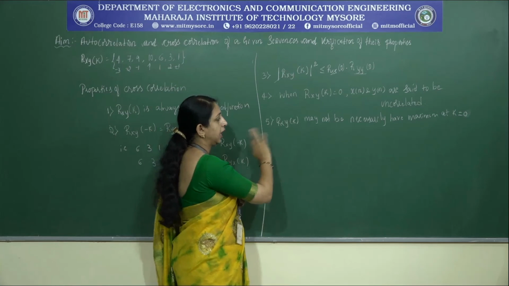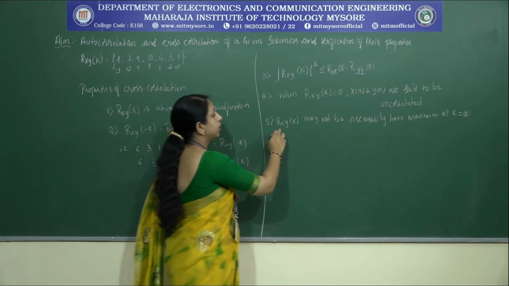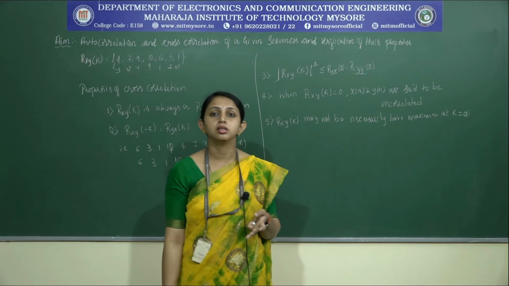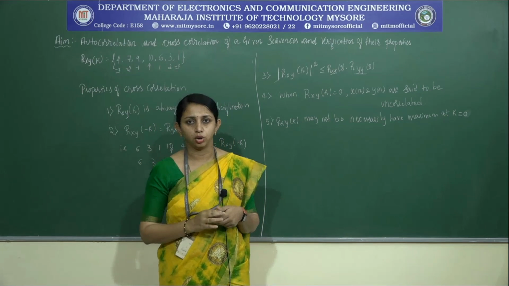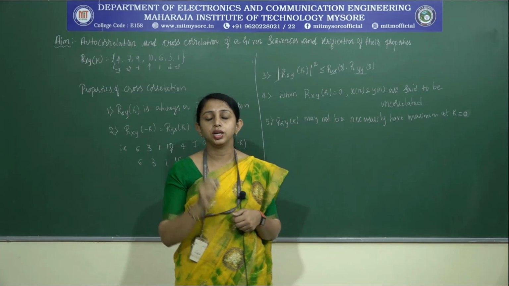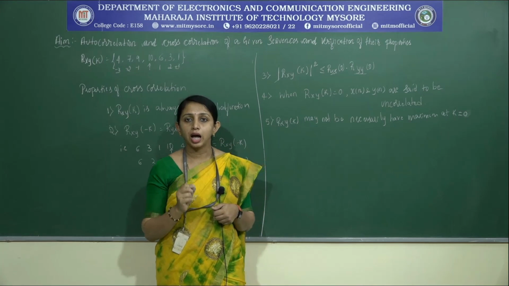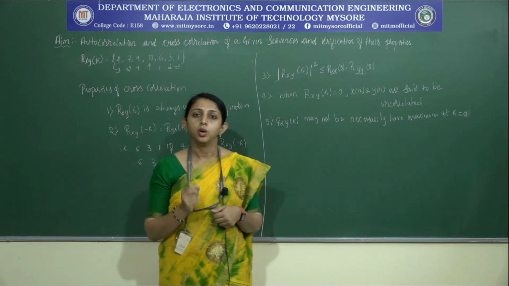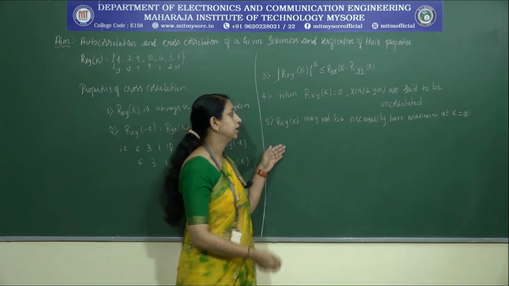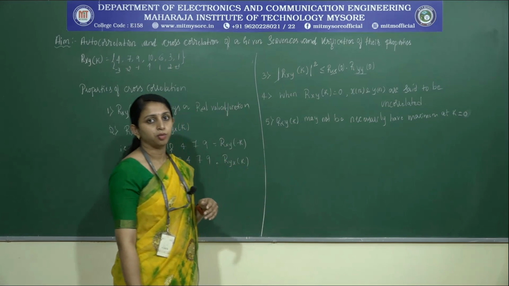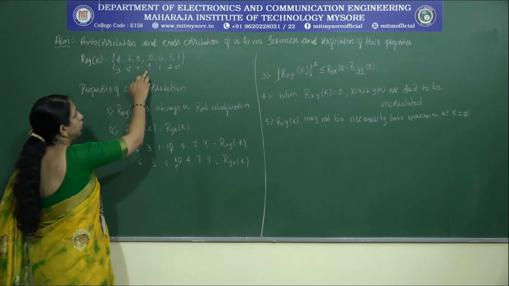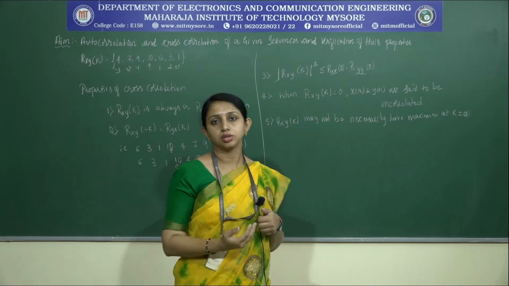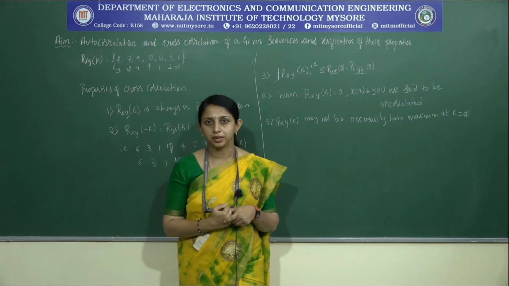At the last, we have a property: Rxy of k may or may not have its maximum value at the 0th position. In an autocorrelation, it is mandatory to have the 0th position value as the maximum value, whereas in a cross correlation, it may or may not be the maximum value at the 0th position. So this is about the programming of cross correlation and its properties.